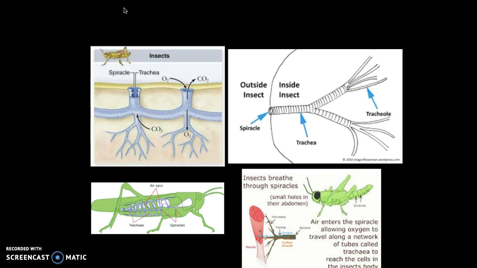In the tracheal breathing system, there are also spiracles, which you could see in the top two pictures and also the bottom left picture. The spiracles basically have the ability to open and close to control the amount of water loss, or H2O loss, and this opening and closing is controlled by the central nervous system, or the CNS.